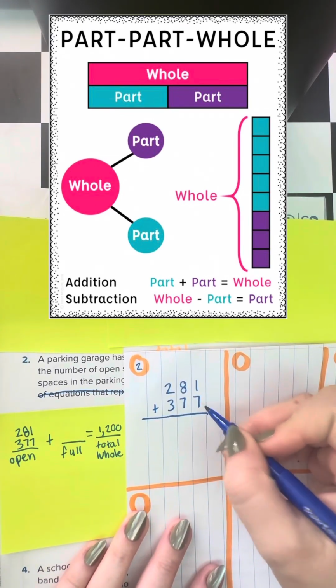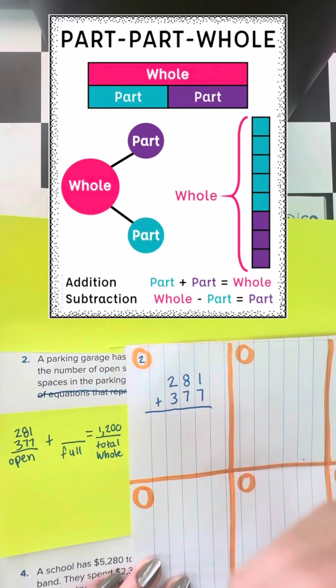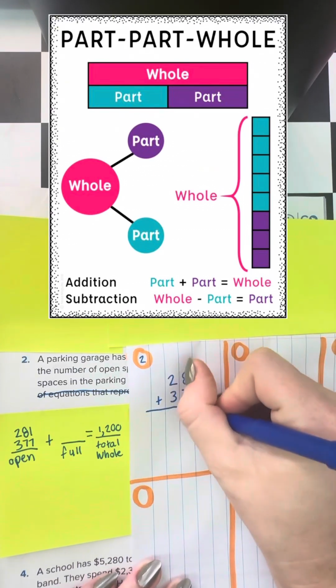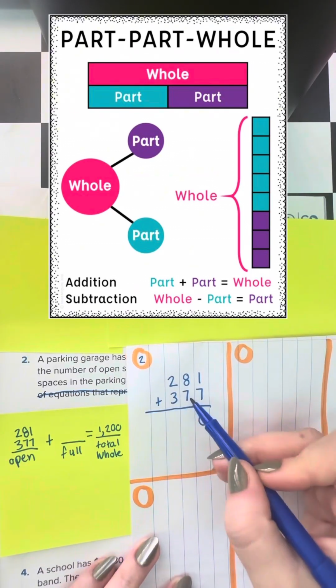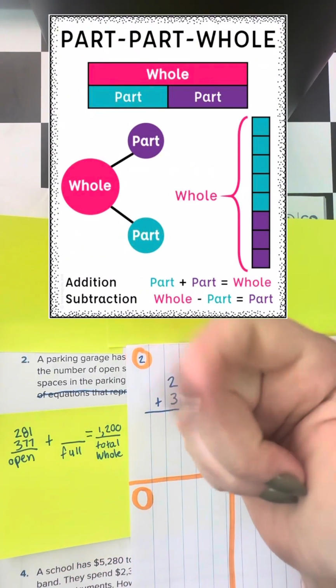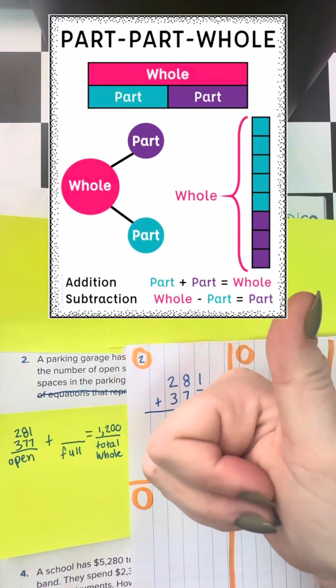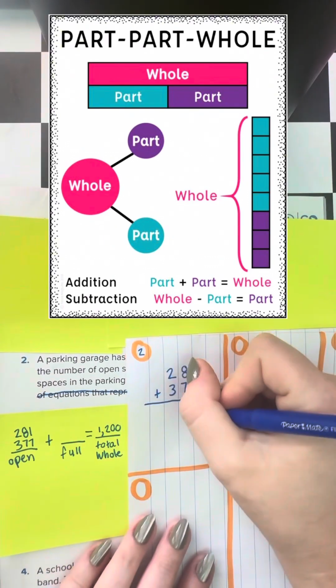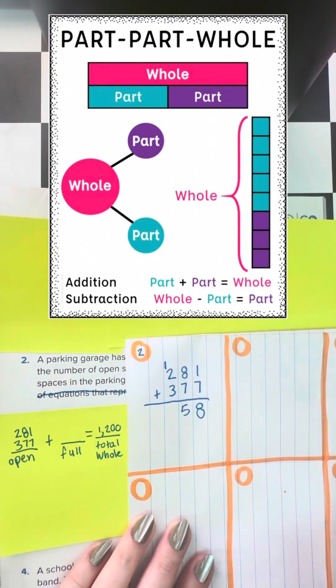So if we're doing punch math, we would punch 7, and count on 1. So 7, 8. So I'm going to put 8 in the ones place. Then I have 8 plus 7. 8 is the greater number, so I'm going to punch 8 and count on 8, 9, 10, 11, 12, 13, 14, 15. So I'm going to put a 5 in the tens place and carry a 1.